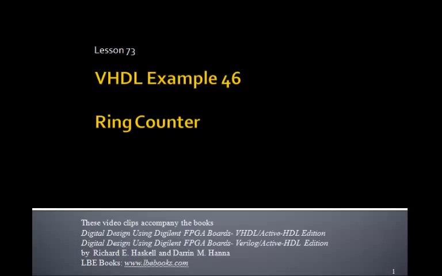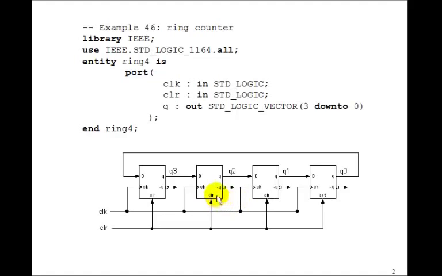This is lesson 73, VHDL example 46, and in this example we'll write a VHDL program for a ring counter. Here's the circuit for a ring counter, you remember, and so we'll have inputs clock and clear and output Q.